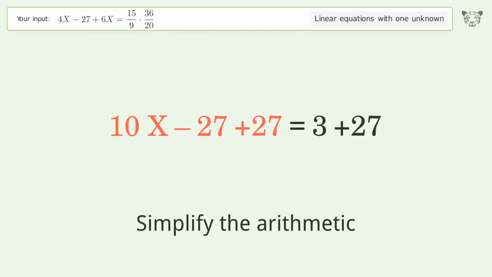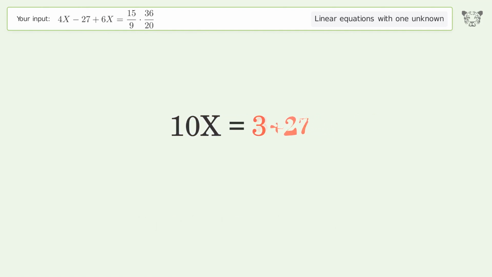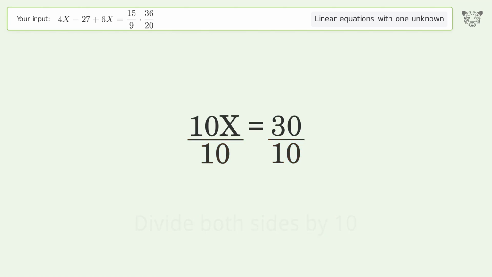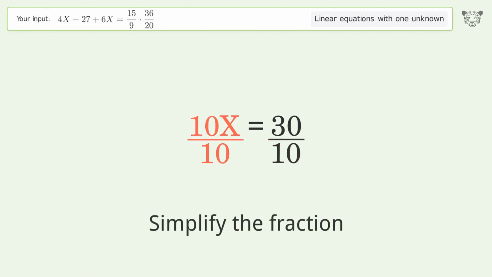Simplify the arithmetic. Isolate the x. Divide both sides by 10. Simplify the fraction.